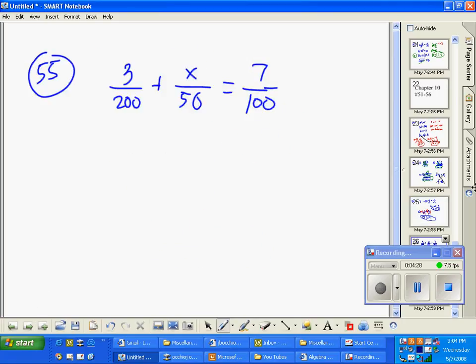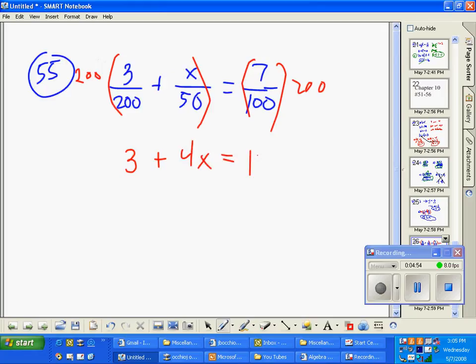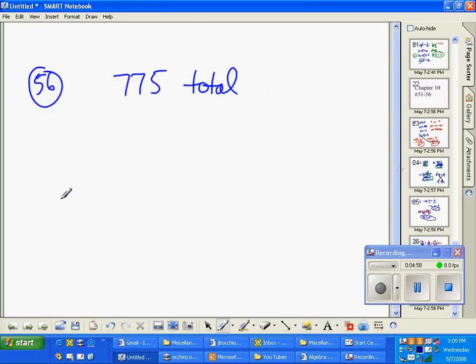55 is this one. Think about a fraction busting technique. What do they all go into? 200. So you multiply by 200 everywhere. And I'll just tell you the step. This one will be 3. Now 200 over 50 will be 4x. And 200 over 100 will be 2, so multiply those, you get 14, and then you guys can solve from there.